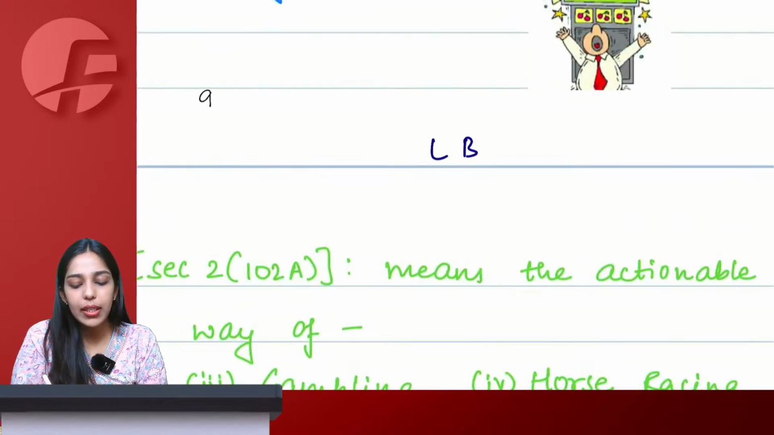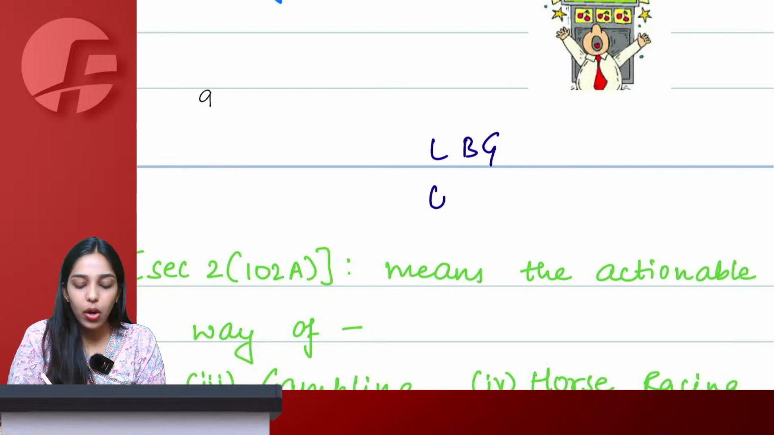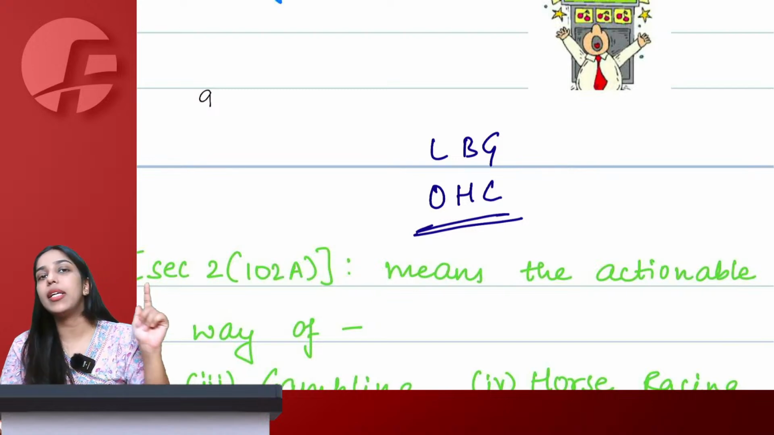See, lottery, betting, gambling, you will be able to remember together. Lottery, betting and gambling. Online money gaming, horse racing and casino.